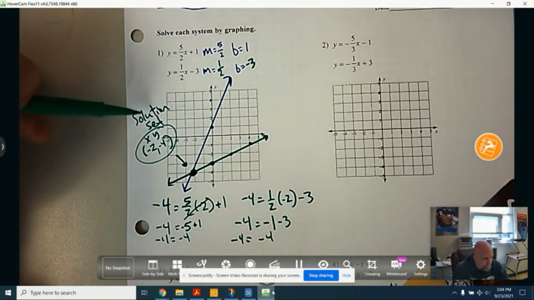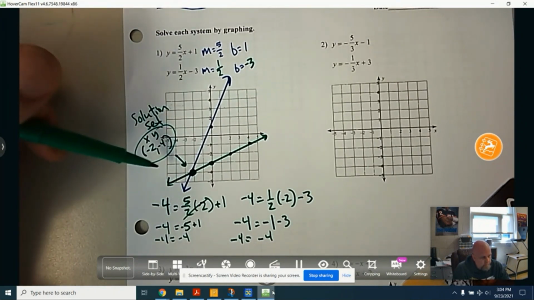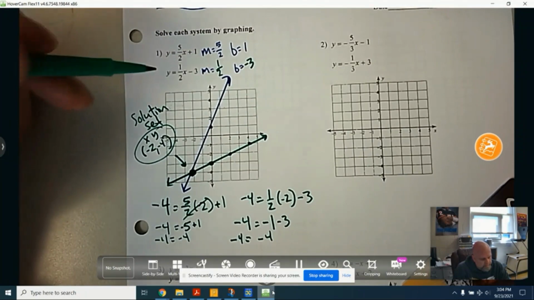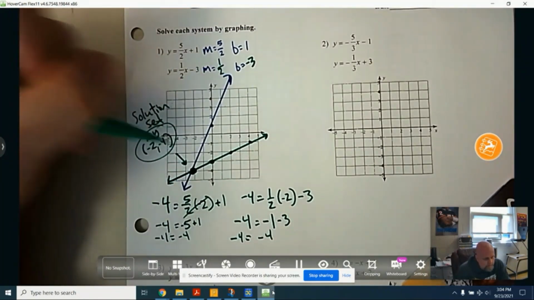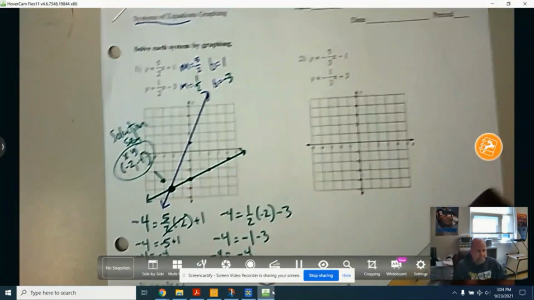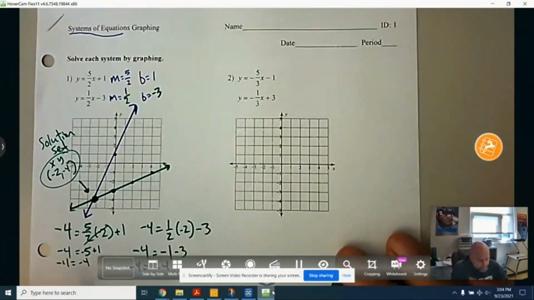So if they ask for a solution or a solution set, they're referring to the point where the lines intersect. For my final answer, I just write down the coordinate. So (-2, -4).